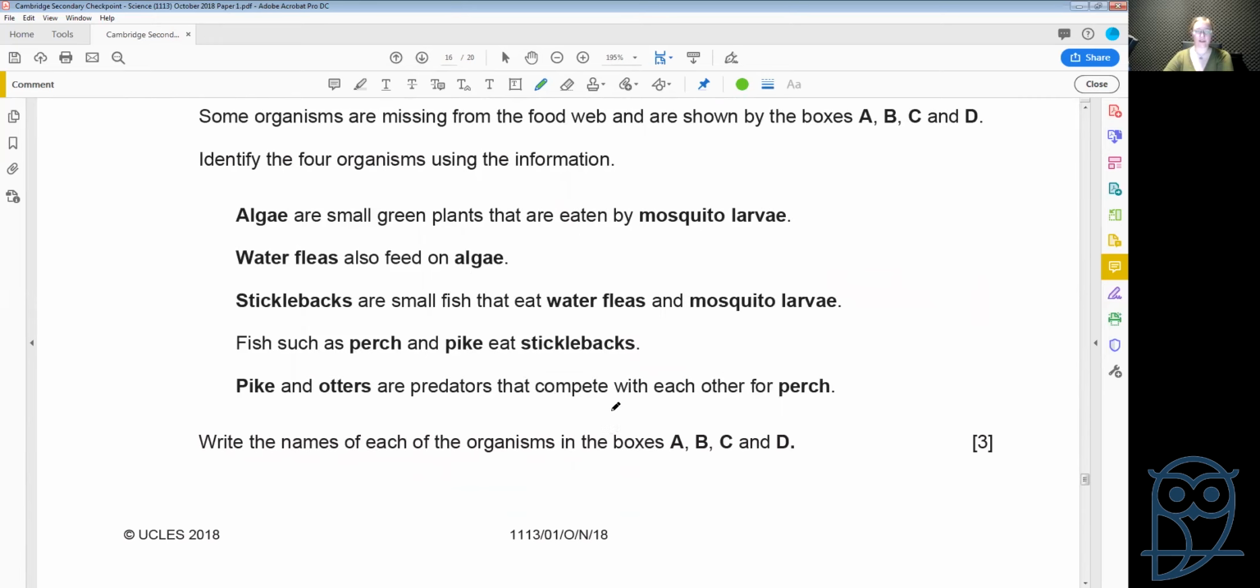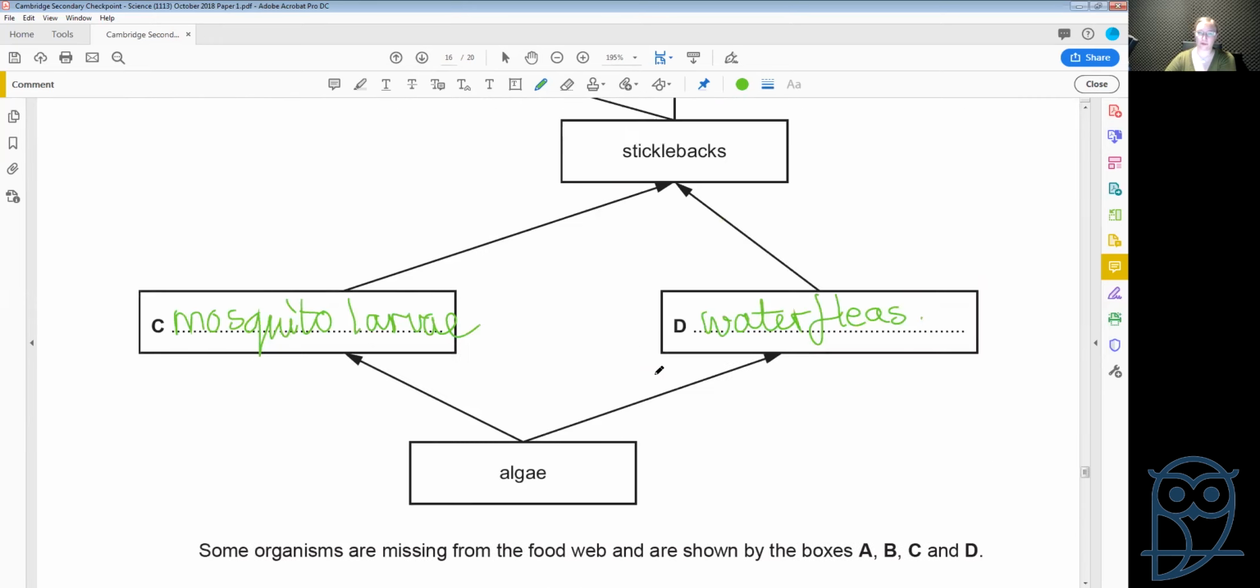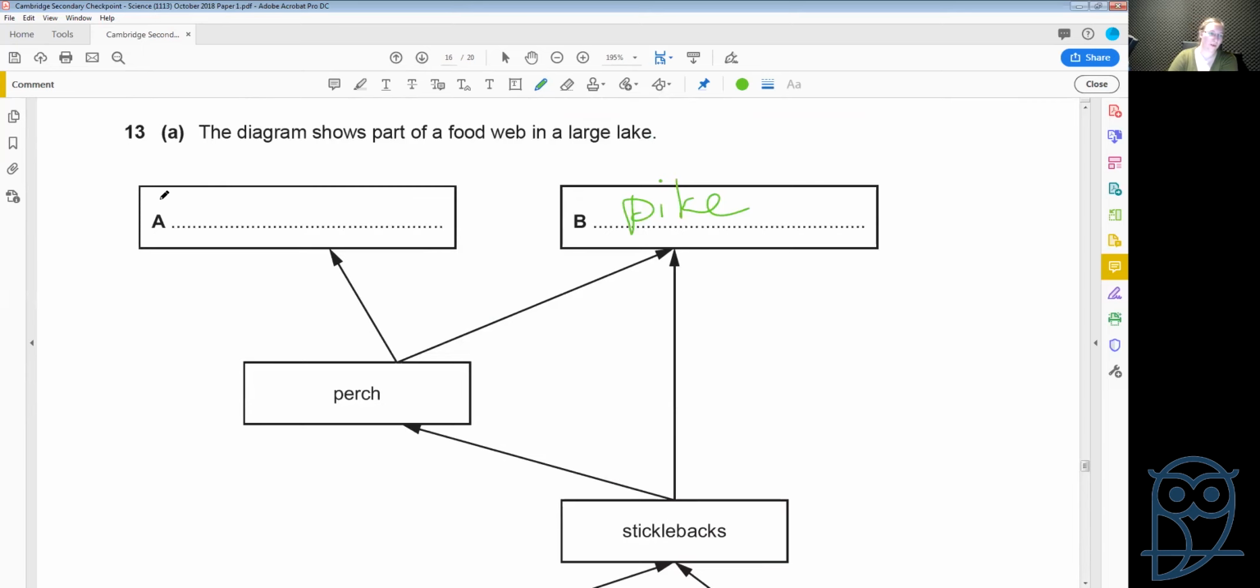And then pike and otters are predators that compete with each other for perch. So over here, we have otters.